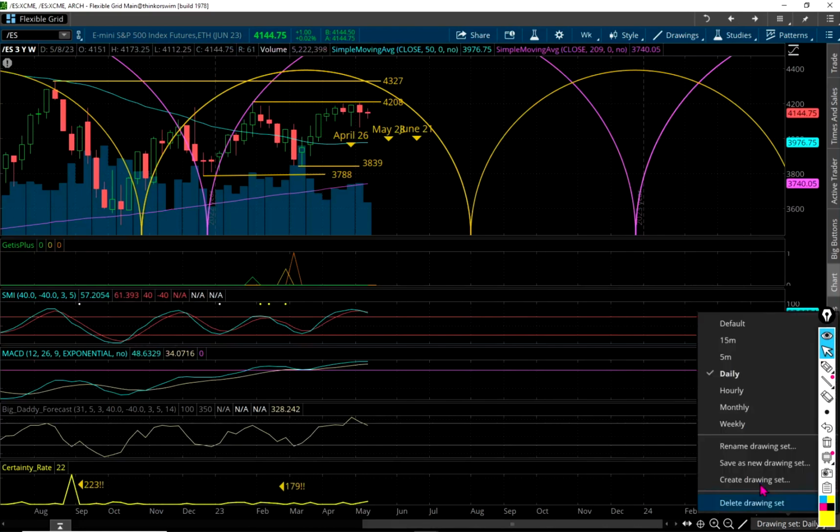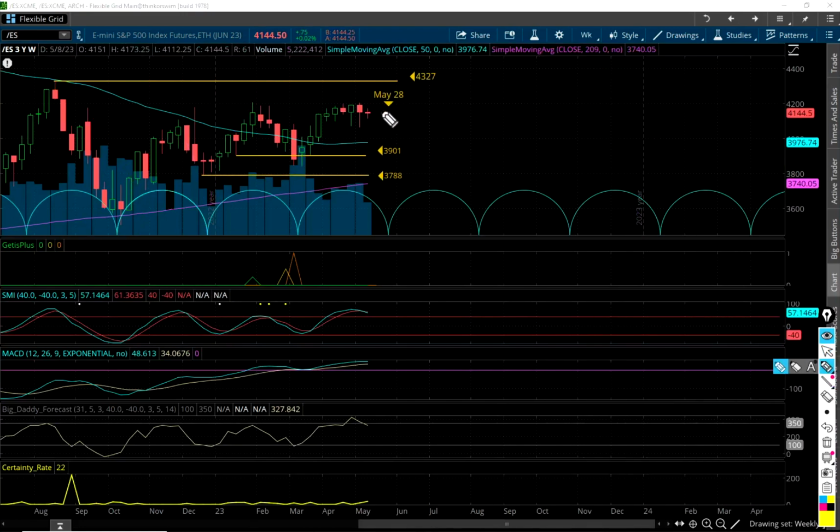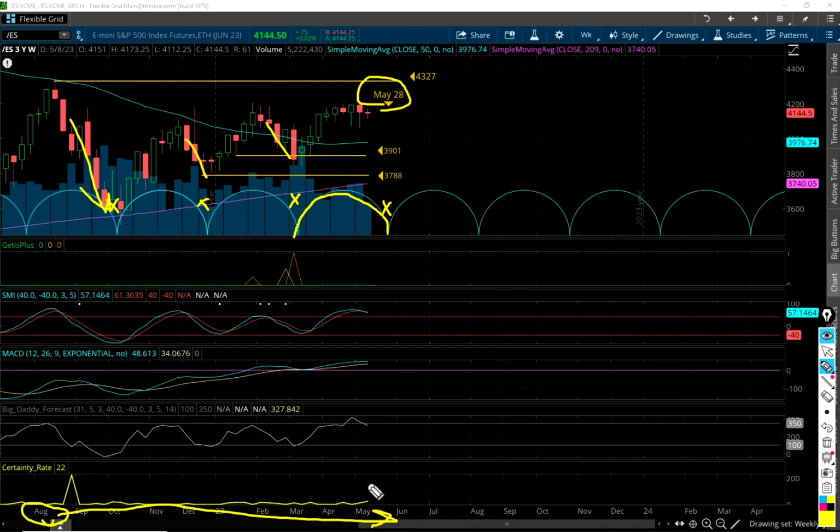Okay, let me get the weekly drawing set coming up here. Talked about this yesterday, but I'm going to repeat it again. Look at this, May 28th. That's this cycle low right here. You can see the price always comes down, down, down, all the way back from like August of last year, all the way through now from May.